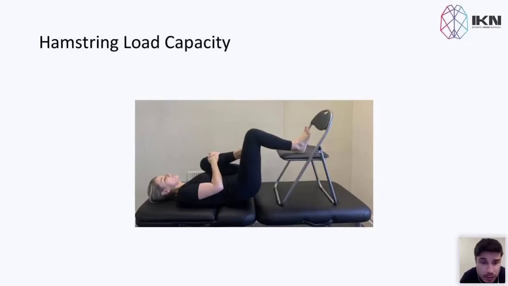What we have here is the client on their back with the foot and the heel connected onto a chair. So we have a 90-degree motion at the hip and a 90-degree motion at the knee, for example. You want the hip to remain at 90 degrees, and you want the knee to remain at 90 degrees.